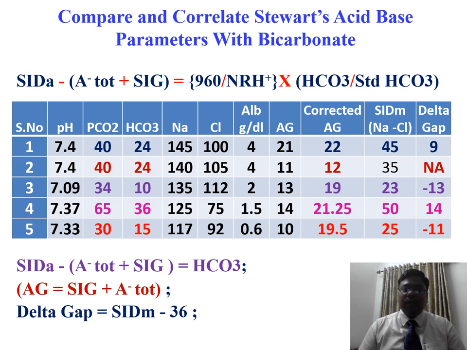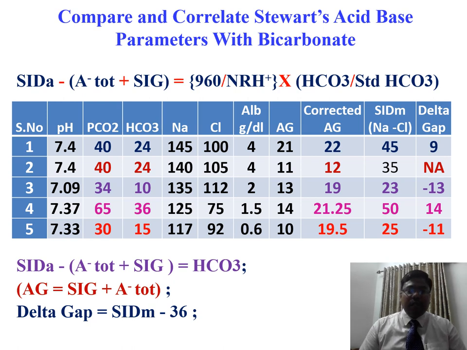In the fourth case also, the anion gap is elevated, but the strong ion difference is elevated. The difference between sodium and chloride, 125 minus 75, is 50. So it is elevated, which denotes a metabolic alkalosis component is also present. And in the fifth case, the anion gap is also elevated if you apply the corrected anion gap, but the strong ion difference is reduced. If the strong ion difference is reduced, it denotes another metabolic acidosis component is also present. NRH plus will be increased in metabolic acidosis.